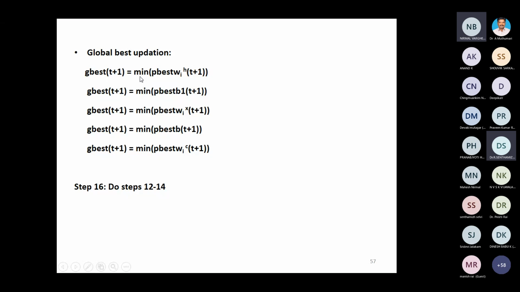Global best updation is the minimum personal best of the input to hidden layer. The global best is the minimum personal best of the hidden to output layer. And global is the minimum personal best of the context to hidden layer, the hidden to output layer, and this is from your feedback layer. Okay. So all these global bests you have to identify. And once you achieve the global best of your output, then you stop. Otherwise, continue the steps from 12 to 14.